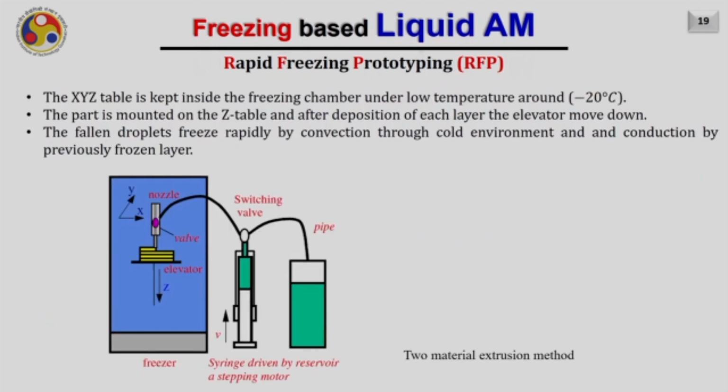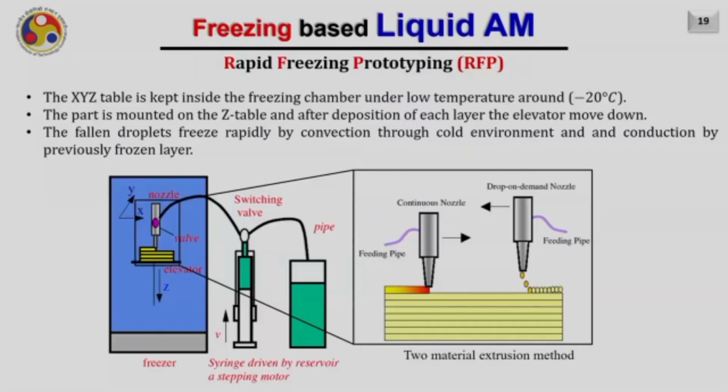In this case, the XY table on which we are trying to build the part is completely kept inside a freezer. Then through the two nozzles, one for the main material and another for the support material, the water material is deposited on the substrate. As the water falls onto the substrate, it gets frozen. Wherever required, the main material is deposited. Wherever required, the support material is deposited.